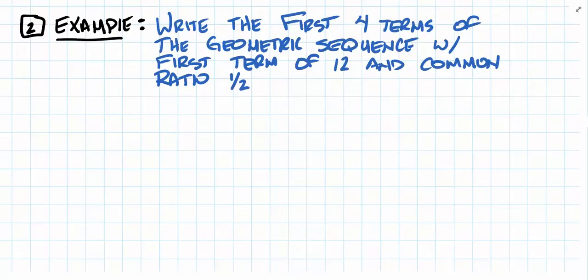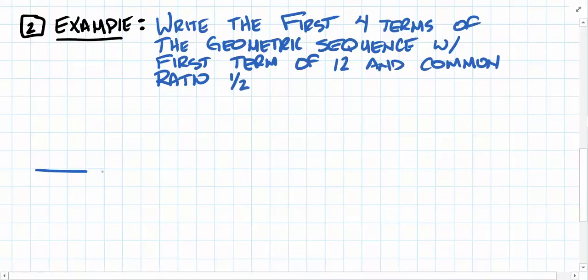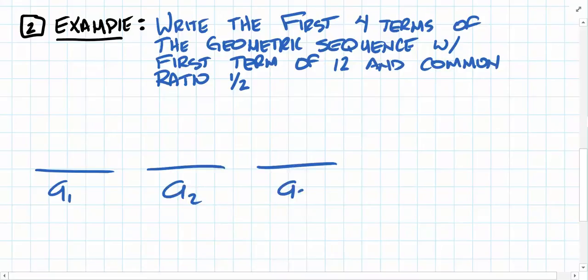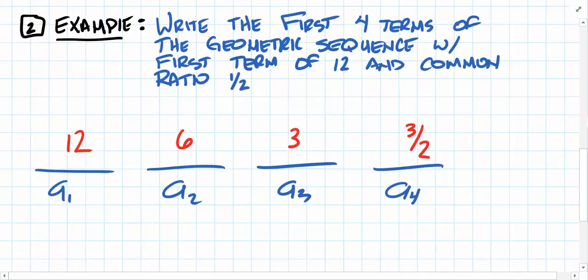Box number 2 is an example. It says write the first 4 terms of the geometric sequence with the first term of 12 and a common ratio of 1/2. Again, we're going to set ourselves up for success. Here's the first term, here's the second term, here's the third term, and here is the fourth term. The very first term is given to us as a value of 12, and we want the ratio to be 1/2. So if I take half of this value, I would get 6. Half of that value would give me 3, and half of that value would give me 3/2.